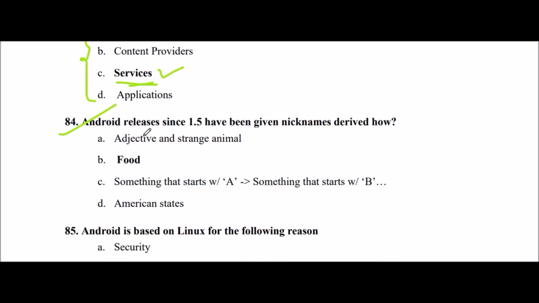Next question, Android releases since 1.5 have been given nicknames derived from what? Food. After release version Android 1.5, the nicknames are derived from food names. So here the correct answer is option B, food.